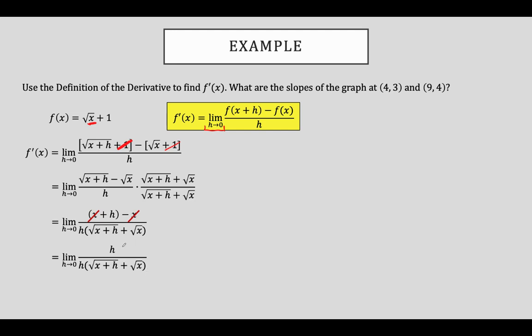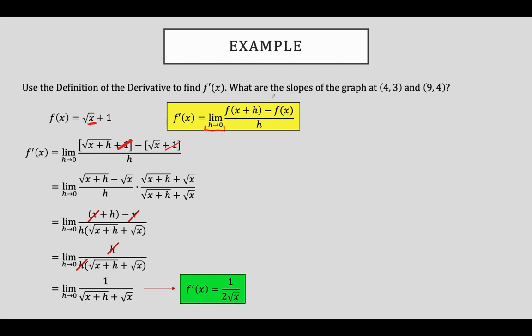If we were to try our direct substitution, we still end up with 0 over 0, which tells me we have a common factor. That common factor is h. We can divide it out. That leaves us with 1 divided by the square root of x plus h plus root x. And finally, we can evaluate our limit by plugging in 0 for h. And when I plug in 0 for h, I get 1 over root x plus root x. That gives me 1 over 2 root x. So my final answer for the derivative, f prime of x, again, that's the notation that we use, f prime of x is equal to 1 divided by 2 root x.